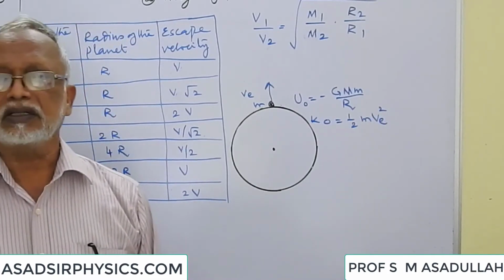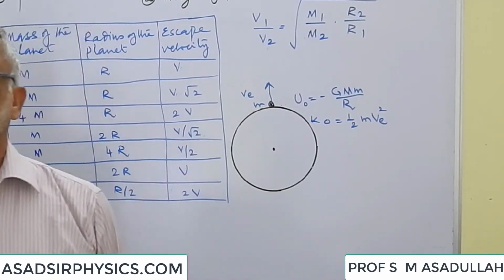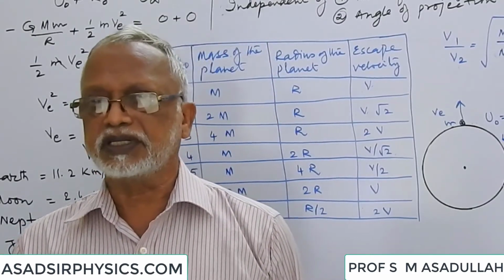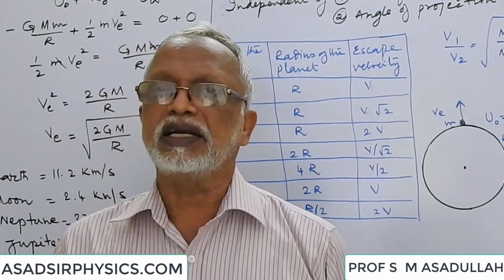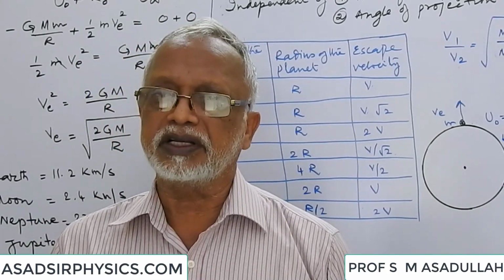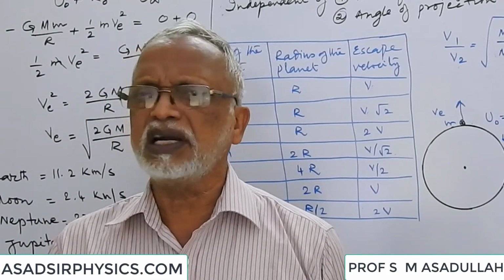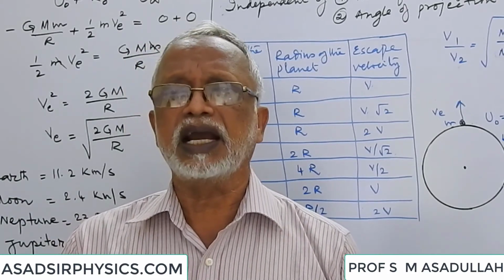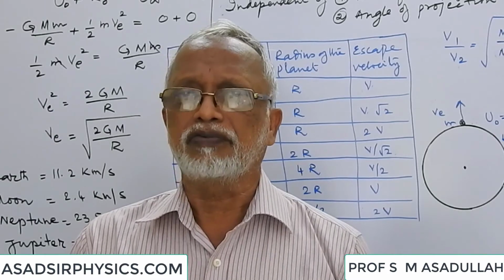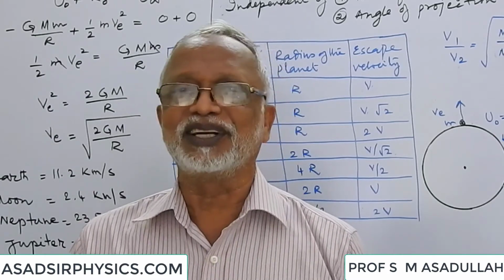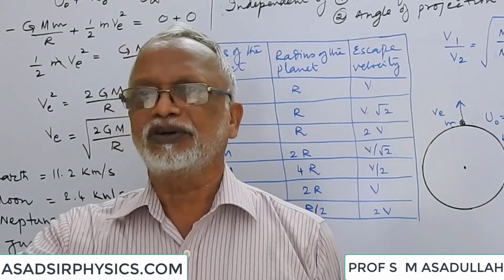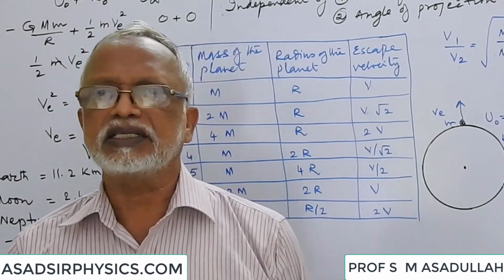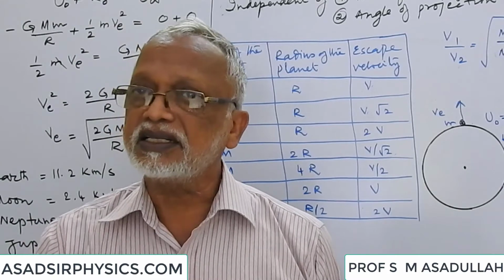It may be asked, it may be given like this. If you project a body directly up, the escape velocity is 11.2 kilometers per second. If you project it at 30 degrees or at 40 degrees, what should be the escape velocity? You need not hesitate. The escape velocity is independent of the angle of projection. Of course, the body should not be projected downwards. From 0 to 90 degrees, for all angles, the escape velocity is same. This is because the earth is round.